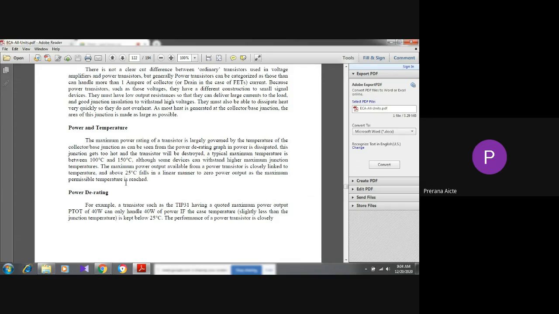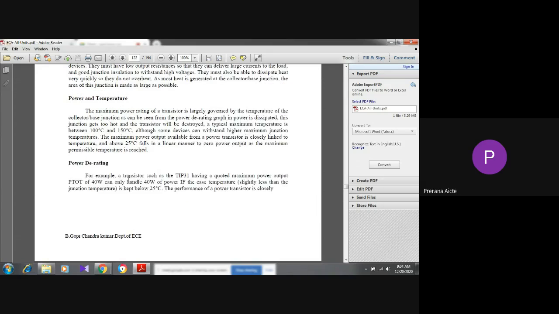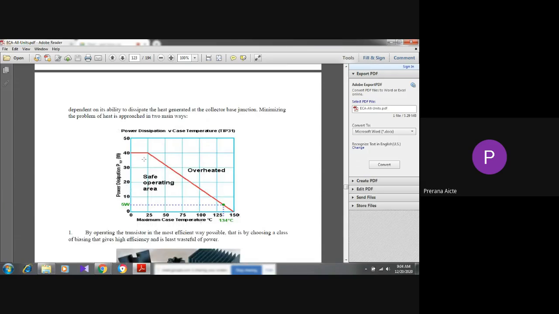Some devices can withstand a higher maximum junction temperature. The maximum power output available from a power transistor is closely linked to temperature, and above 25 degrees it falls in a linear manner to zero power output when the maximum junction temperature is reached. So temperature is one of the important parameters in these components, and we have to maintain proper temperature. See this power dissipation versus maximum temperature graph. Initially, up to 25 degrees centigrade, it is safe and the power is constant. When the temperature increases, the power dissipation decreases like this.